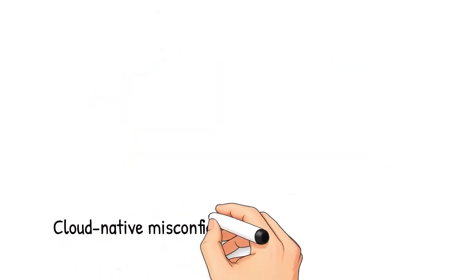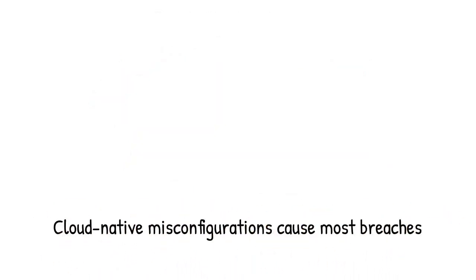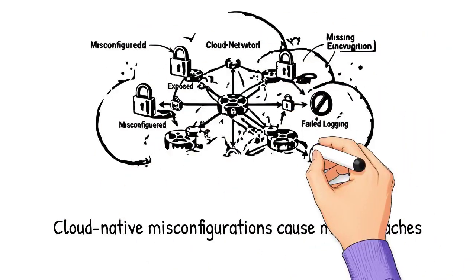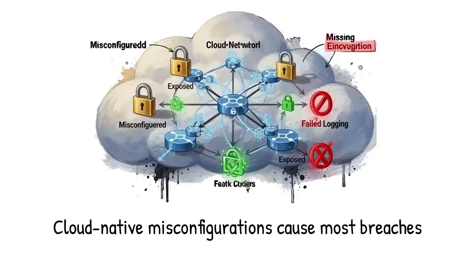Most cloud breaches happen not because of software vulnerabilities, but due to misconfigured permissions, public exposure of resources, weak identity controls, lack of encryption, and insufficient logging. These factors make configuration analysis crucial in cloud security.